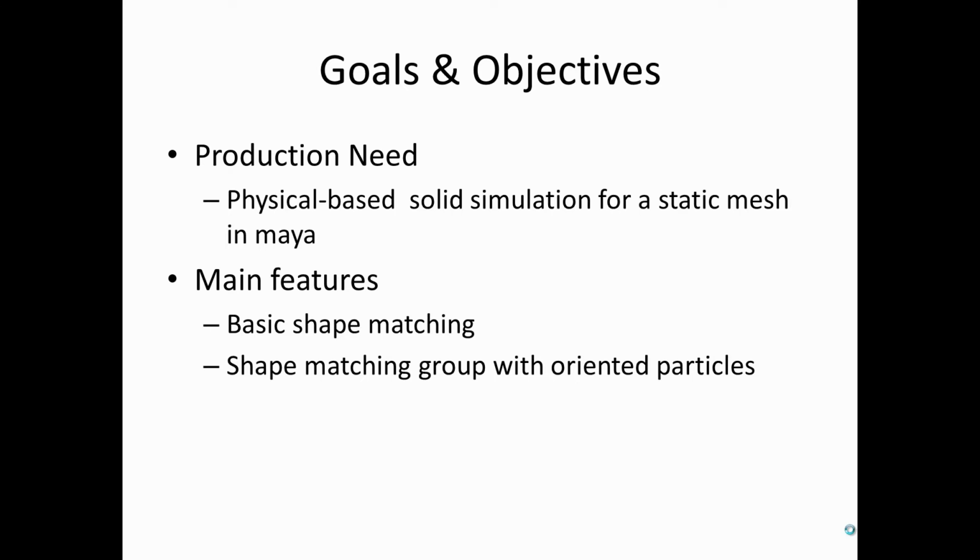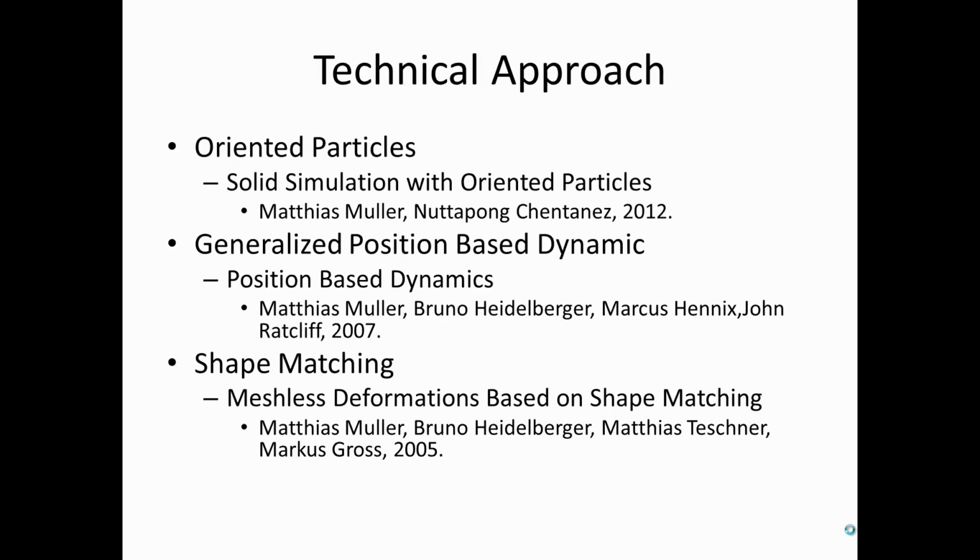Also in industry, there's a production need for turning geometry meshes into solid objects. Therefore, we developed this plugin for Maya, helping animators to finish their work easier and better. As you may notice later, our tool consists of two parts. One is called shape matching, and the other is called shape matching group with oriented particles, both of which are capable of turning meshes into solid objects with only a few simple operations.